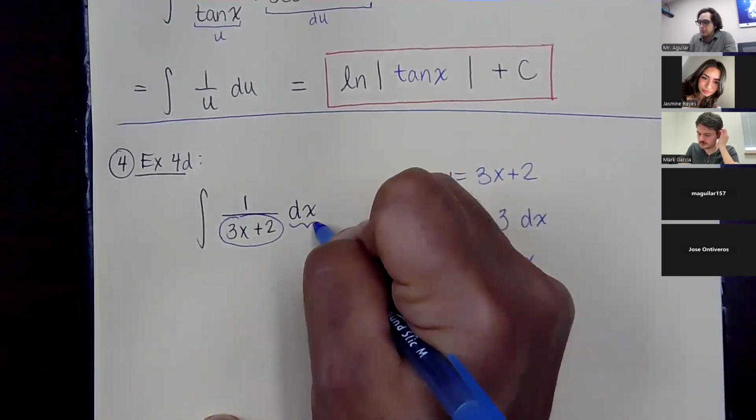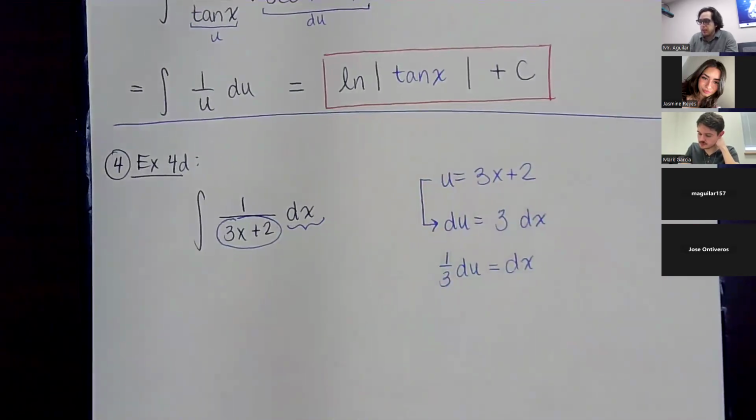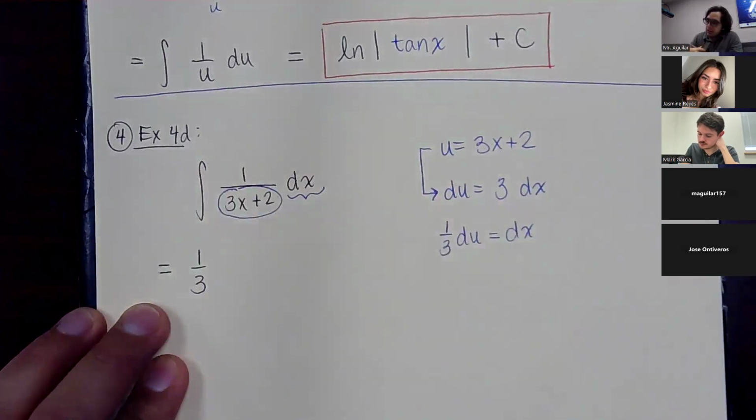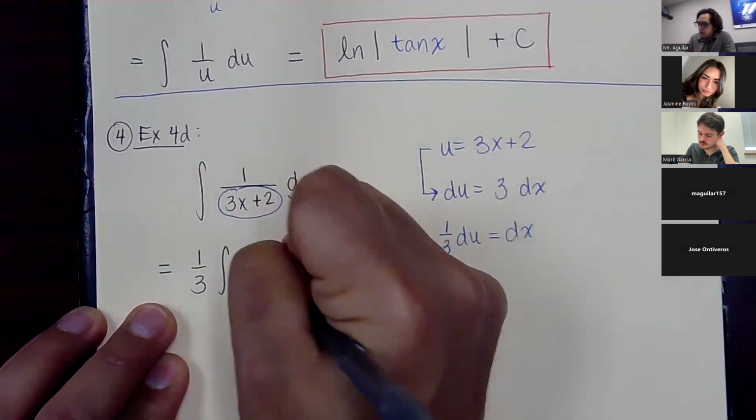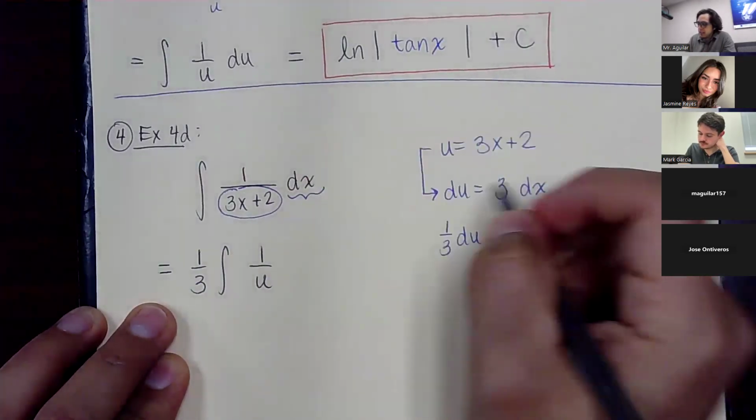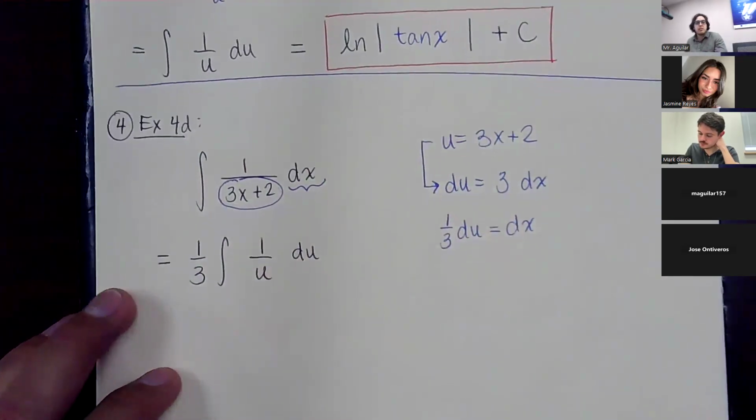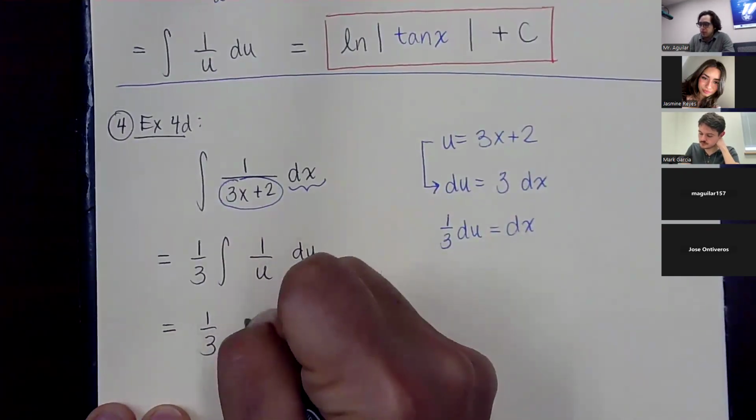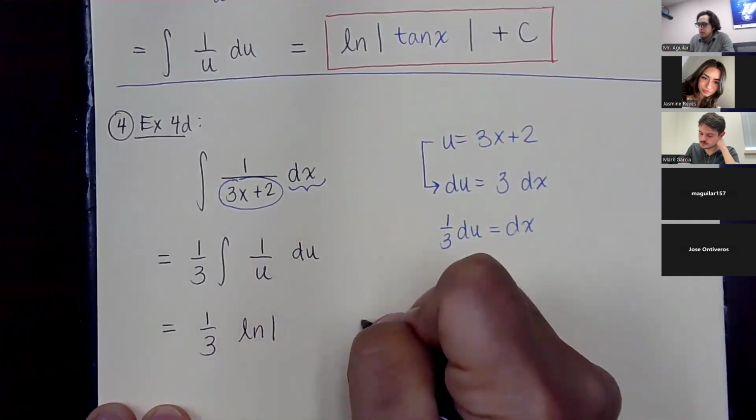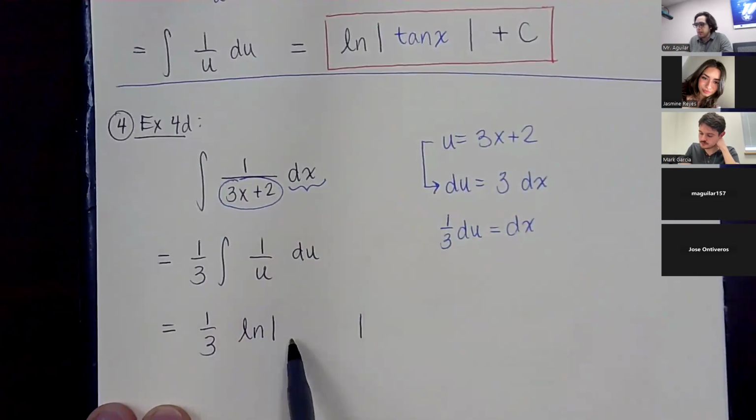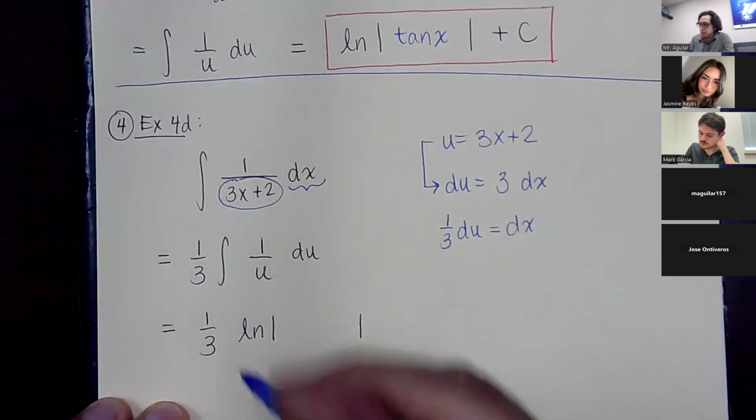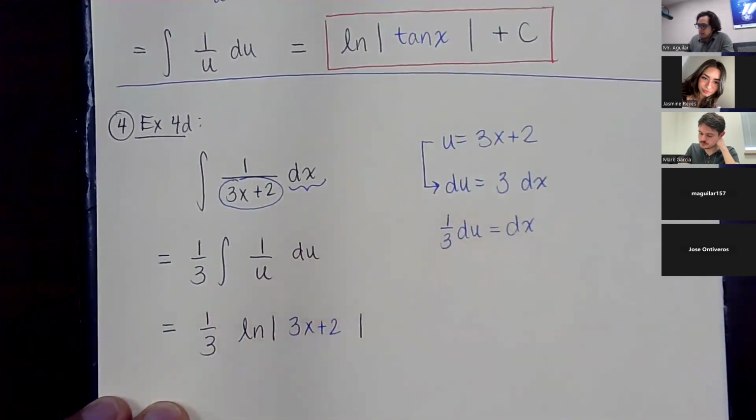So now I can make that replacement and rewrite my integral. I'm going to have 1/3 pulling out of the integral since it's just a constant. I'll have 1 over u, and then the dx can now just be the du. And there she goes. That's going to be 1/3 natural log of the absolute value of u. And again, if you want to cut down on writing, you don't have to write the absolute value of u. You can just make that replacement and put the 3x plus 2 back in there. And then don't forget your constant of integration.